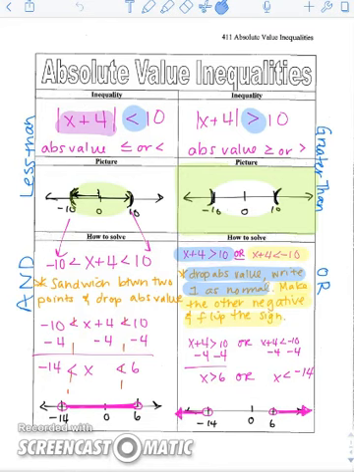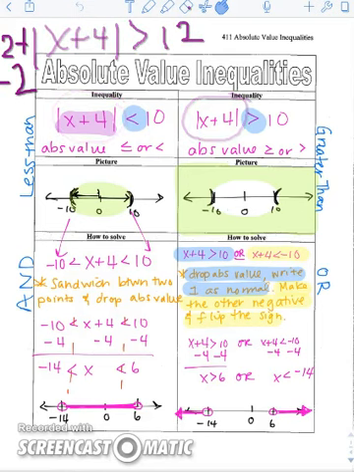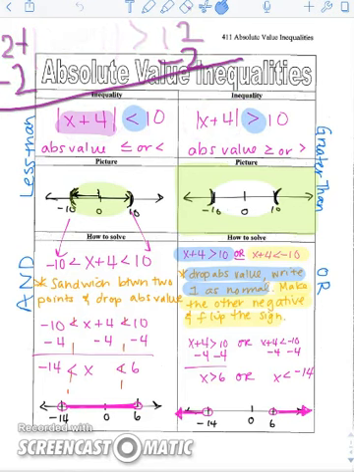I just want to say, when you're doing this, the absolute value needs to be isolated. Notice it's the absolute value by itself on one side. If you had something like the absolute value of x plus 4 is greater than 12, but I had a 2 on this side, I would need to get rid of the 2 first before I started. So just to note, absolute value must be isolated. So you isolate the absolute value before you begin.